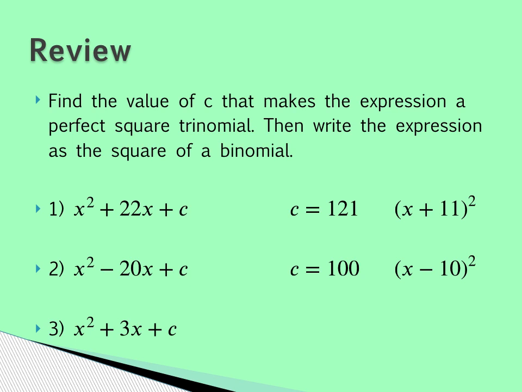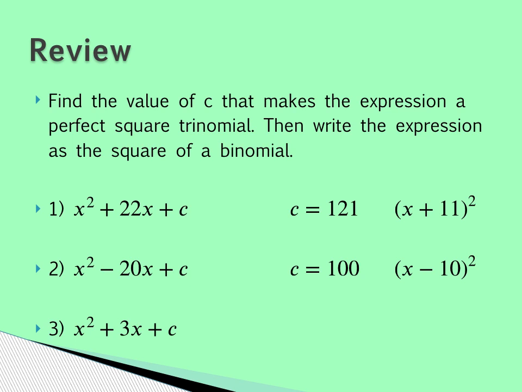So C for the first one is 121. If I take that middle term, 22, divided by 2, I would get 11x. The square root of x squared is x, so that's where the x part comes from. But that 11 is what I'm going to actually end up using in my square of the binomial. 11 squared is going to be my C. 11 squared is 121.